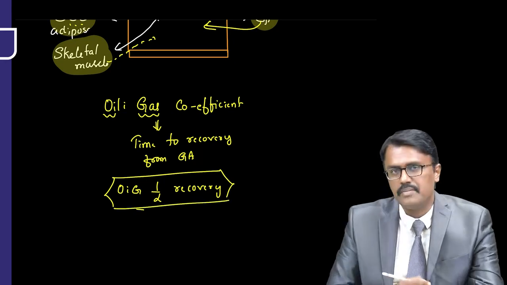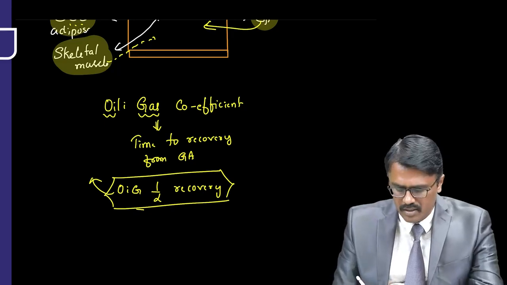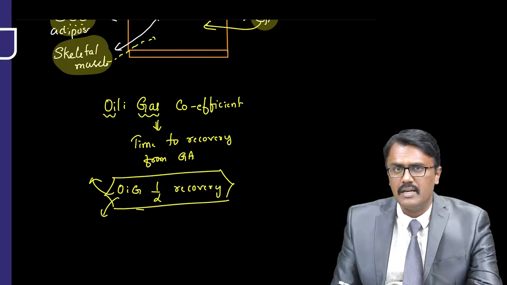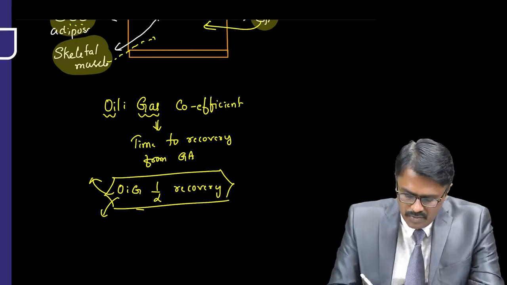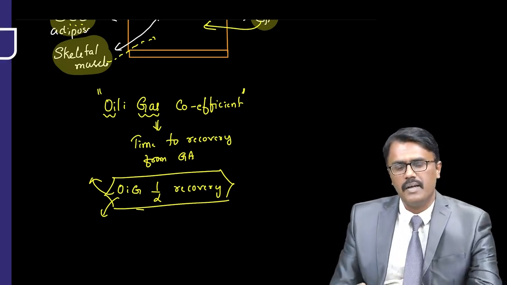Very, very important point. So if the values are more, it takes longer time to recover. If the values are less, it takes lesser time to recover. So that is the meaning of oil gas coefficient. Clear? So once we are done with that, let us understand one more concept called minimum alveolar concentration.